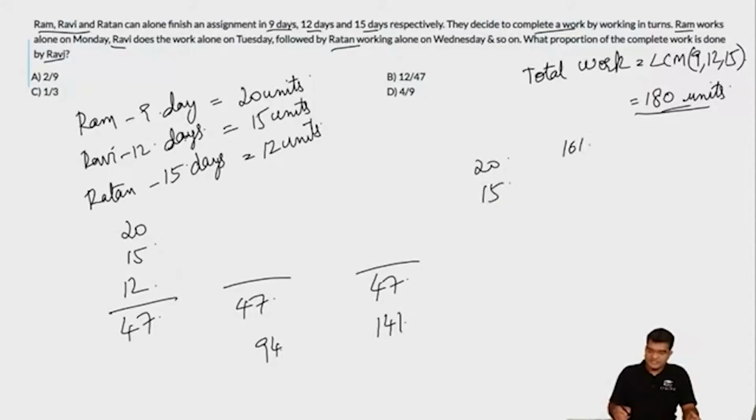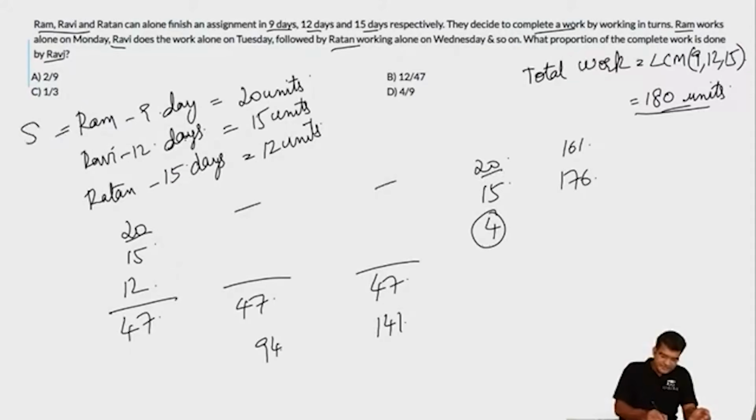So the total work that is done is 176. Only 4 units of work is remaining, which is done by Ratan, and the work is finished. So in this, what is the total work that is done by Ram? It will be 20 plus 20 plus 20 plus 20, which is equal to 80.